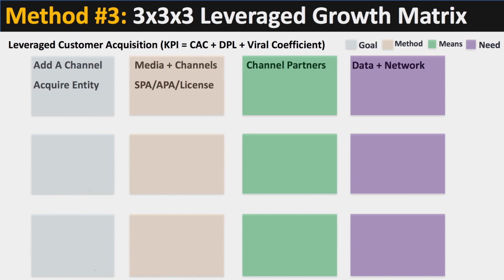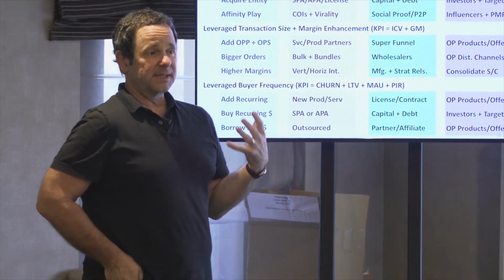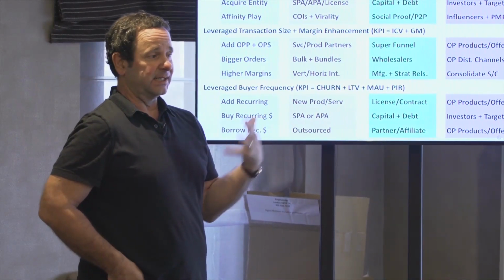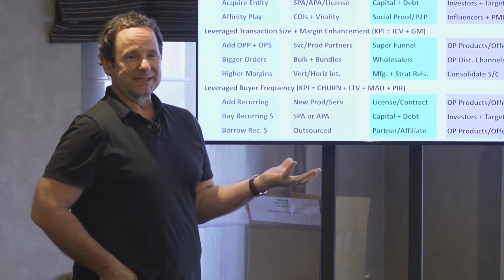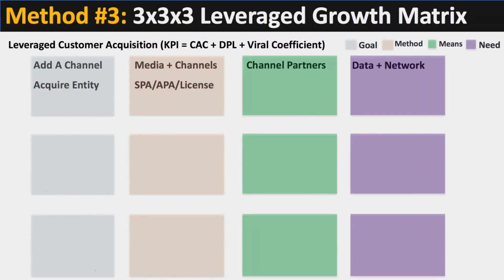A lot of times people will prefer to buy the assets because if you buy the assets, you don't inherit any of the problems that were present in the business before. You kind of get to start over new, or you can do it through a license. So capital or debt and some sort of creativity, and all you need is investors to fund and targets to buy. Then the third way is Affinity Plays.